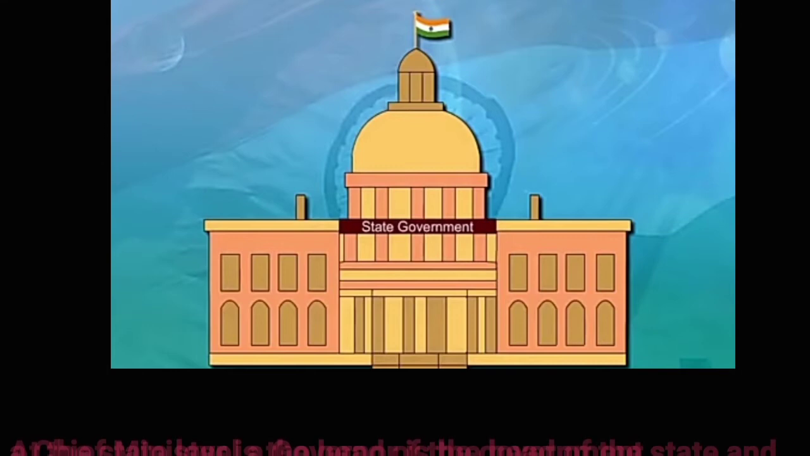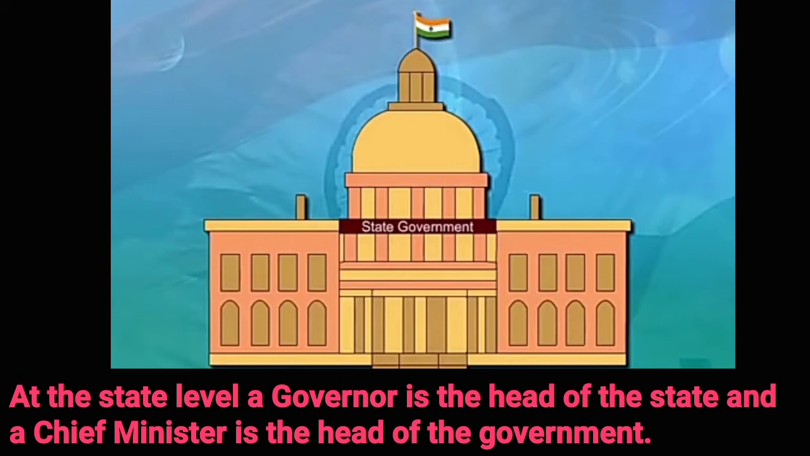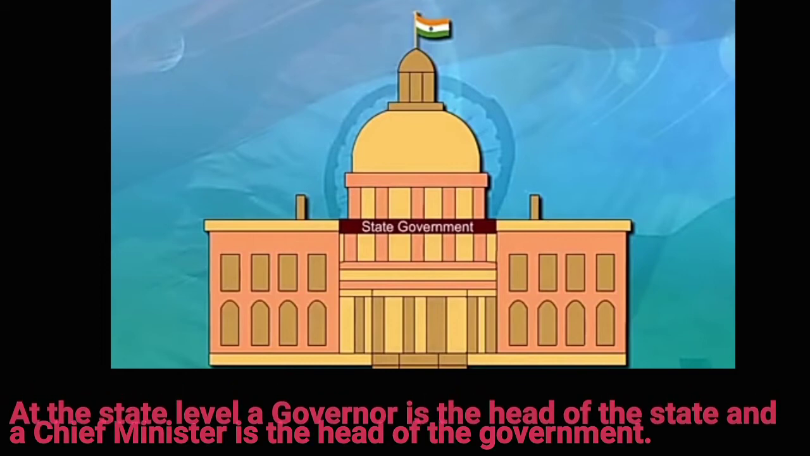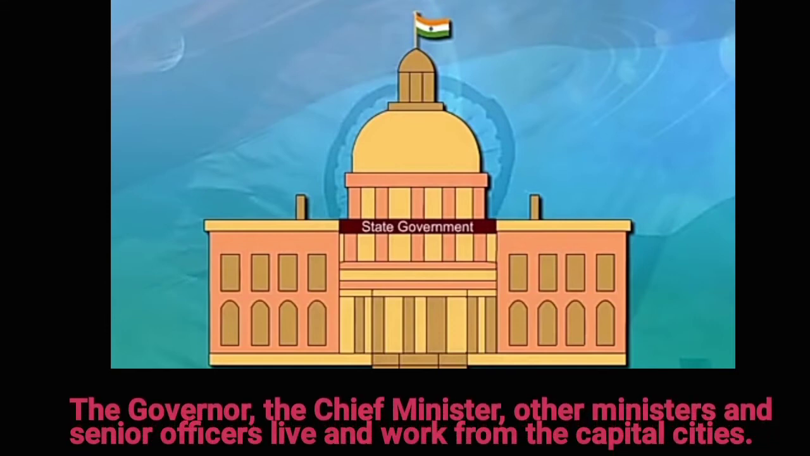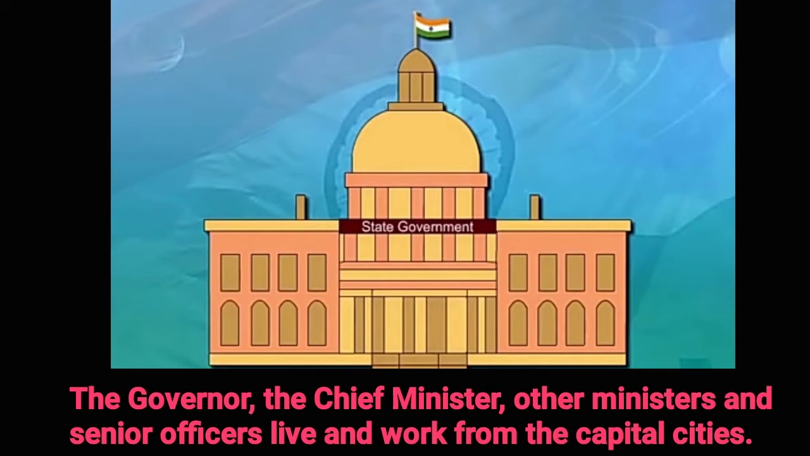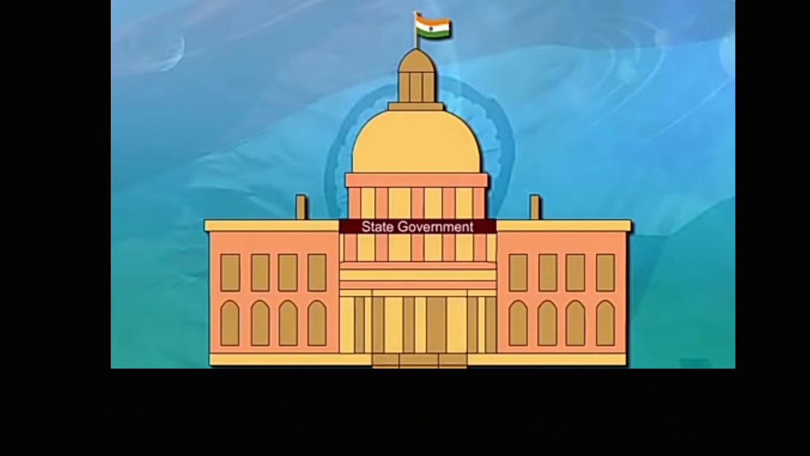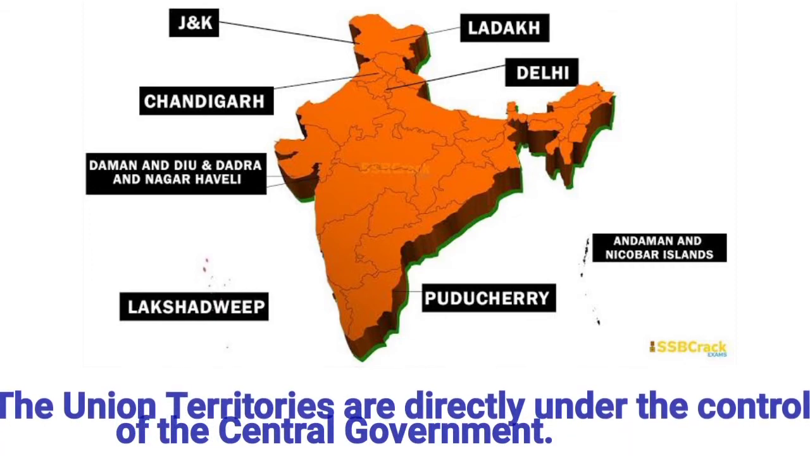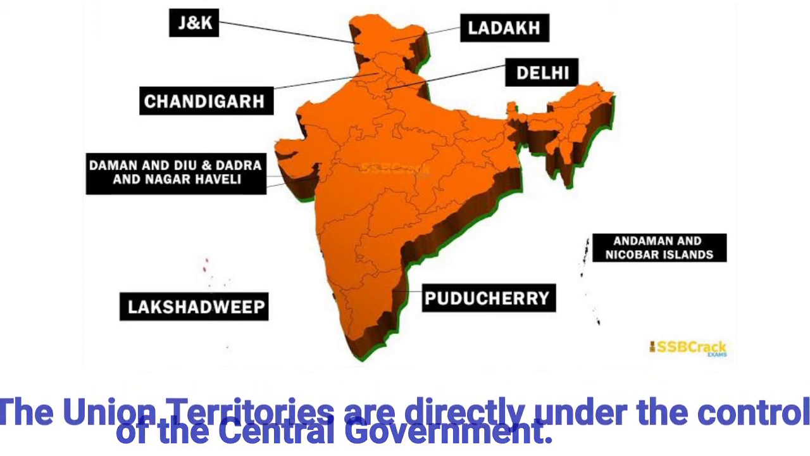At the state level, a governor is the head of the state and a chief minister is the head of the government. The governor, the chief minister, other ministers and senior officers live and work from the capital cities. The union territories are directly under the control of the central government.